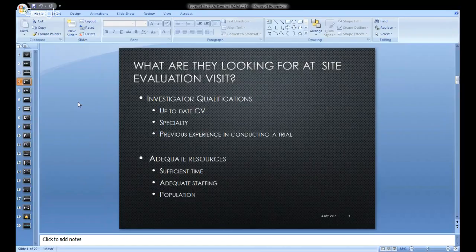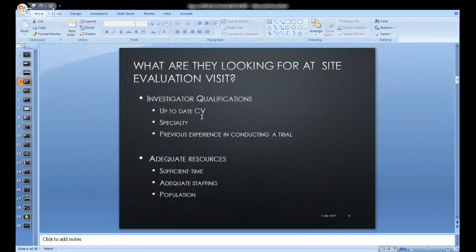So basically, first and foremost, investigator's qualification. We need to select the right investigator, looking at the database available, looking at the past experience, looking at the specialty, looking at the experience in clinical trials, looking at the patient pool, and multiple things as such.